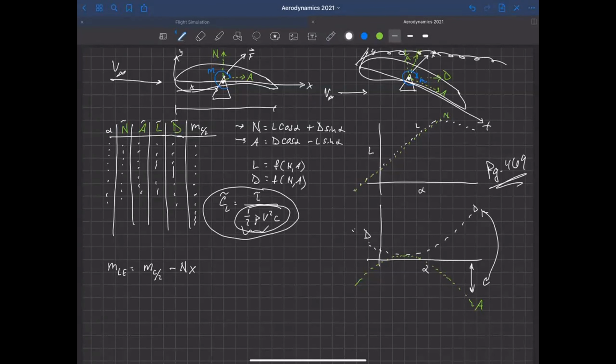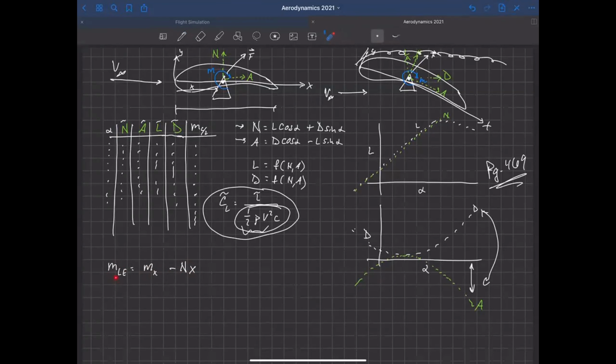So actually, it turns out that in general, we can write this. In fact, I'm just going to pretend like we didn't know, or that it doesn't have to be c/2. It can be the moment at any x location. If I knew the moment at any location and I wanted to get it at the leading edge, I would just take the moment that I know minus the normal force times the x value of where that moment is, and that would give me the pitching moment at the leading edge. Everybody okay with that?